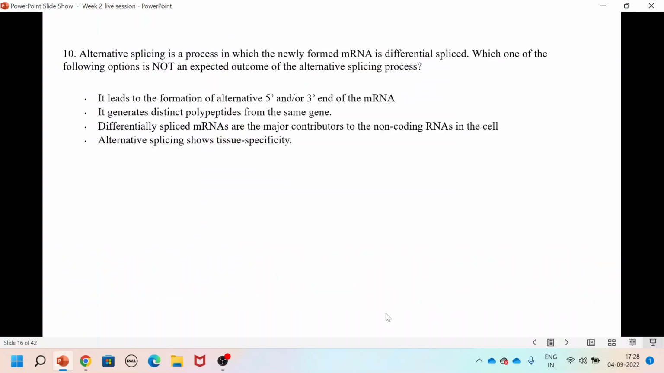So based on this, we have a question. Alternative splicing is not a process in which the newly formed mRNA is differentially spliced. Which one of the following options is not an expected outcome of the alternative splicing process? Option A, it leads to the formation of an alternative 5' end or 3' end of the mRNA. Option B, it generates distinct polypeptides from the same gene. Option C, differentially spliced mRNAs are the major contributors to the non-coding RNAs in the cell. And option D, alternative splicing shows tissue specificity.